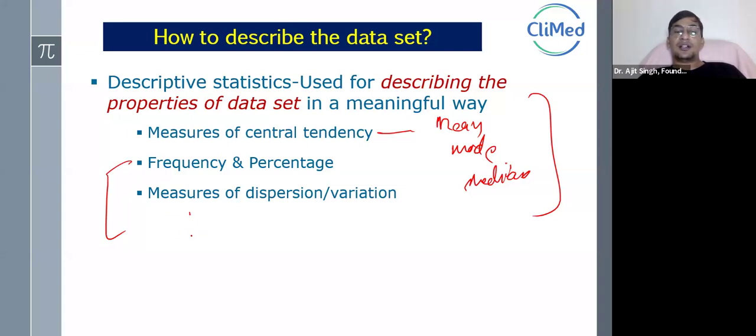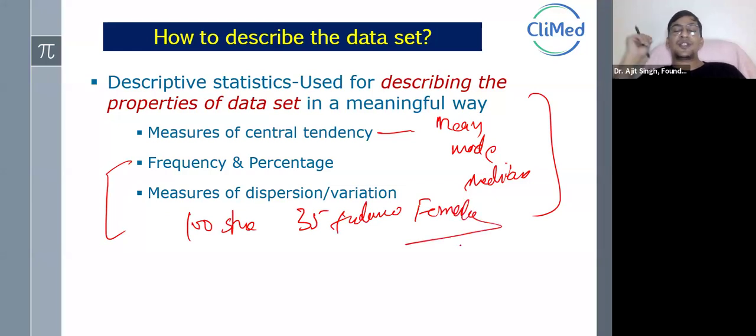Like, okay, there are 100 students in the class, and 35 students are female. Guys, tell me, what is the frequency, what is the percentage? Simple. Tell me the frequency and percentage. Come on, fast. Guys, don't tell me you cannot answer this. A third standard student can tell me this answer.